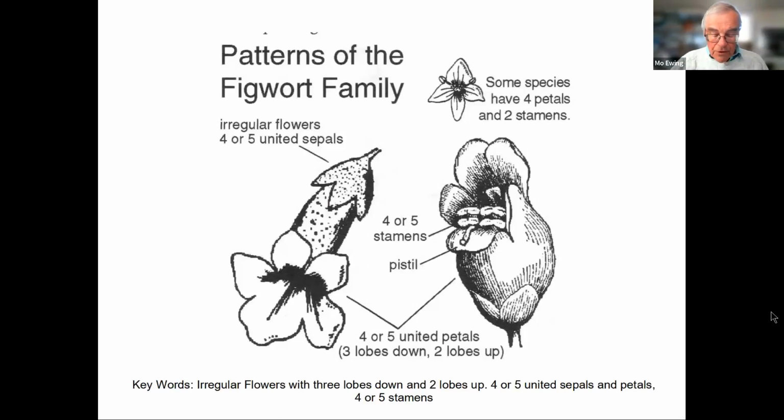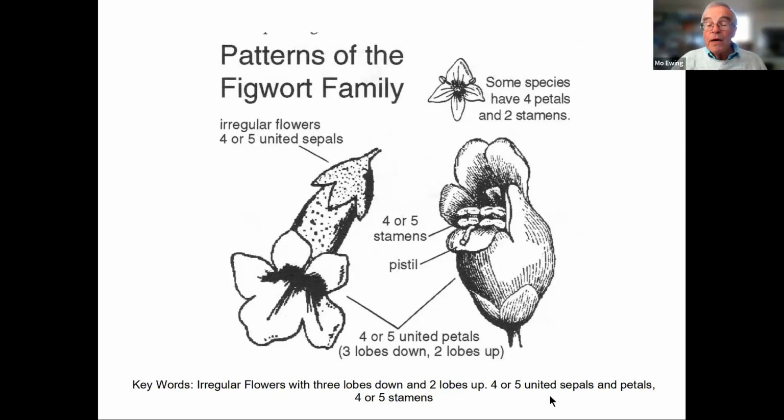In the figwort family, the original one, there were 92 species. This is described as a classic figwort-like flower. In the original figwort family, there were 3 subfamilies. In the figwort family, flowers are irregular, which means that you can only cut them one way, with 3 lobes of the flower petals down and 2 lobes up. Keywords: irregular flowers with 3 lobes down and 2 lobes up.